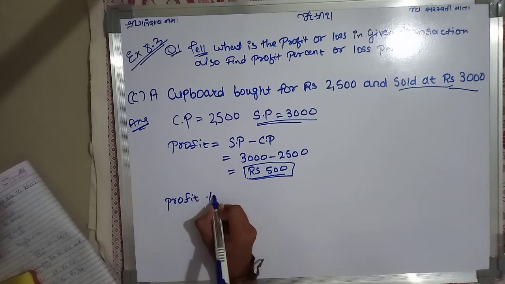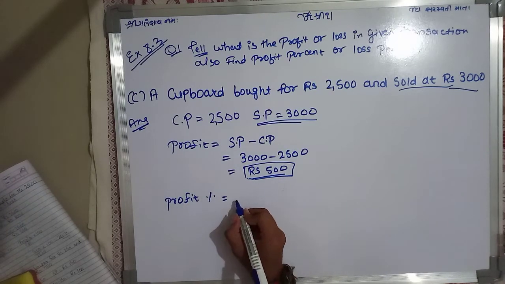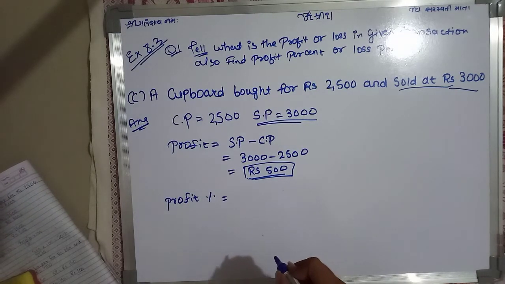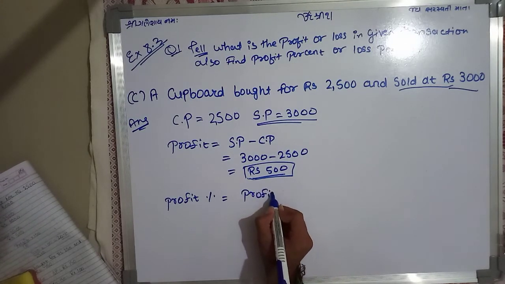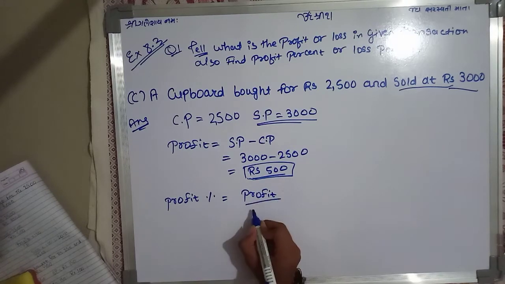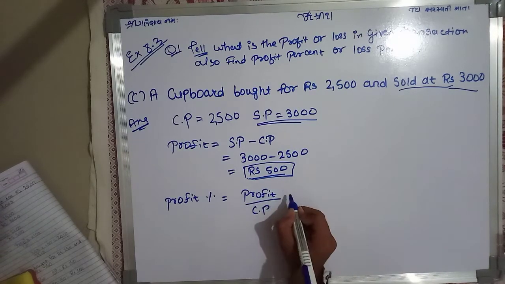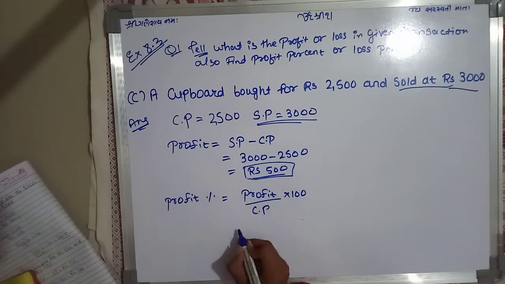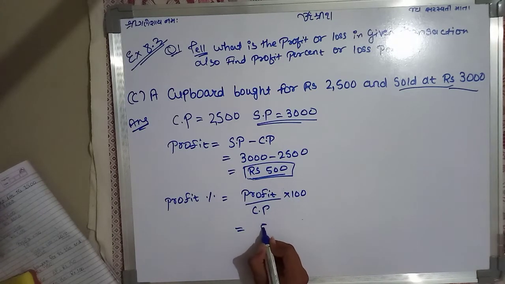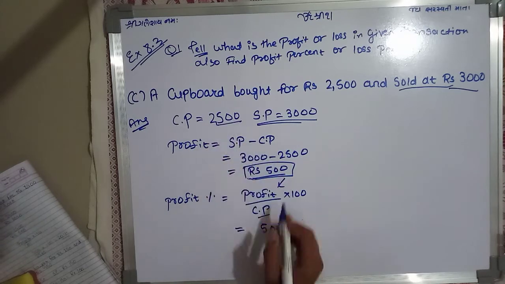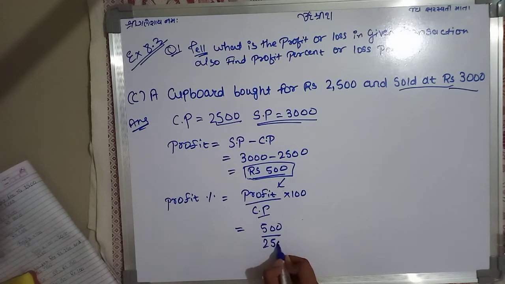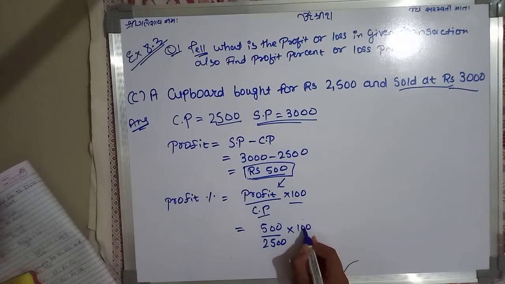What is the formula of profit percentage? Profit, how many rupees of profit we make, divided by cost price into 100. What is profit? Rupees 500. What is cost price? Cost price is 2,500. 500 multiplied by 100.